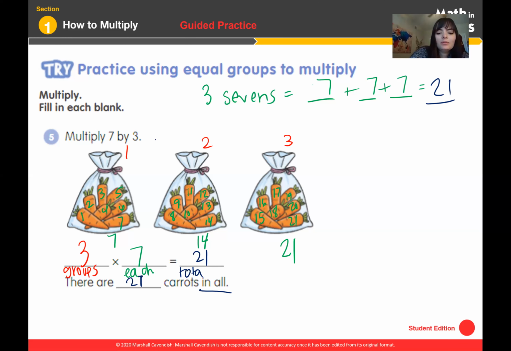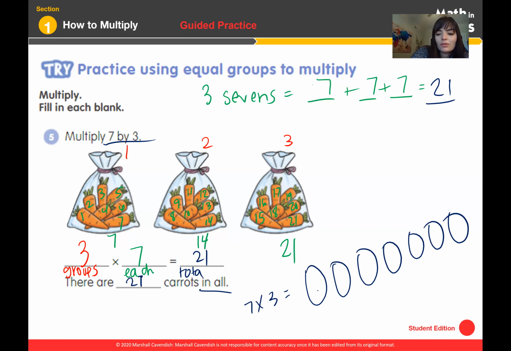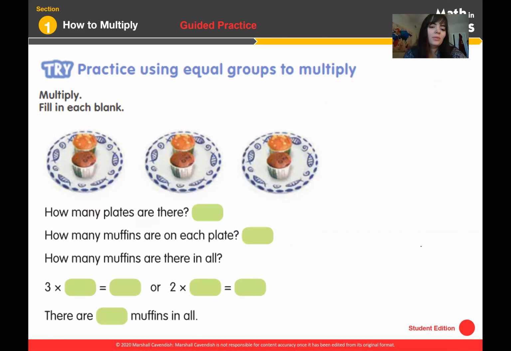7 times 3, 7 groups of 3, would look like this. 1, 2, 3, 4, 5, 6, 7 with 3 in each. So remember that picture is different. Be careful because we're trying to focus on the pictures.